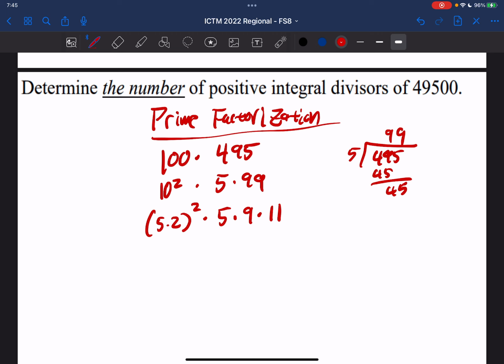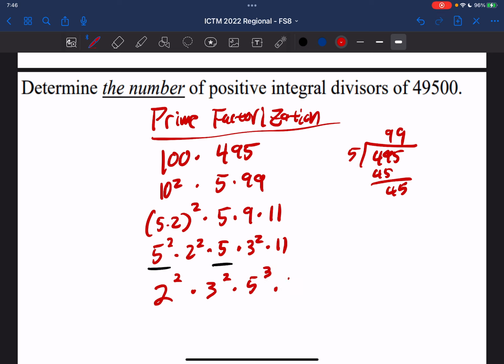And then we've got 5 squared times 2 squared times 5. 9 is 3 squared times 11. So let's put some factors together because these are together. So we got 2 squared times 3 squared times 5 to the third times 11. Okay.